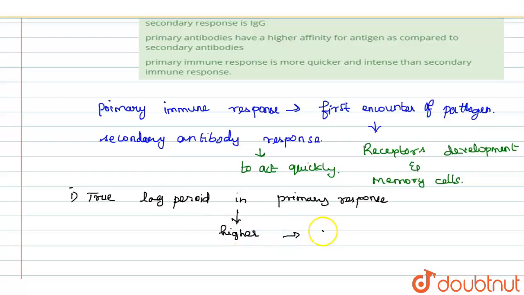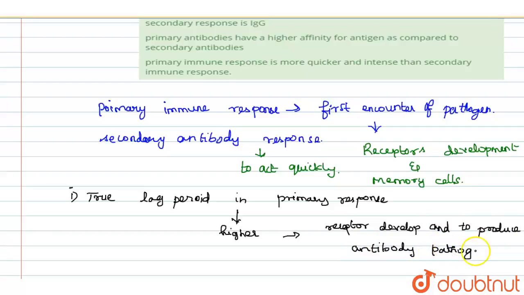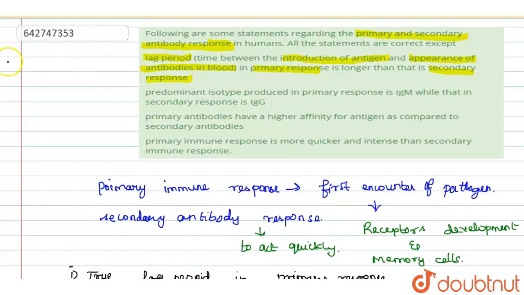because the pathogen is first encountered in the body, so it will take some time to get the receptor developed and to produce antibody against this pathogen. So it will take some time to develop these antibodies against this pathogen during the primary response, but in secondary response it will be faster because of the memory cells that will remember the antibodies to be produced. So the first statement is true.